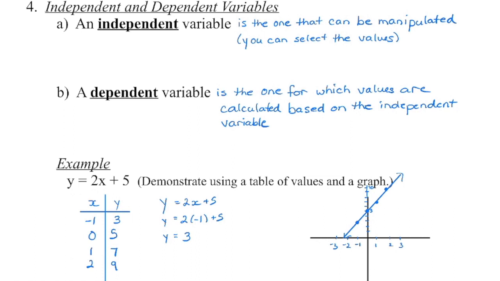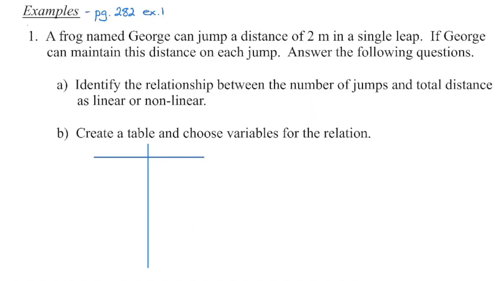I could have chosen -1,000,000 for x. So for any point along this line, it's going to fit into this function. Let's put this together in an example.